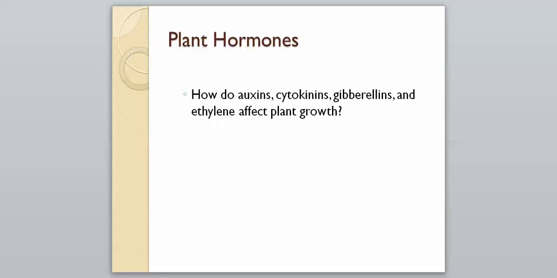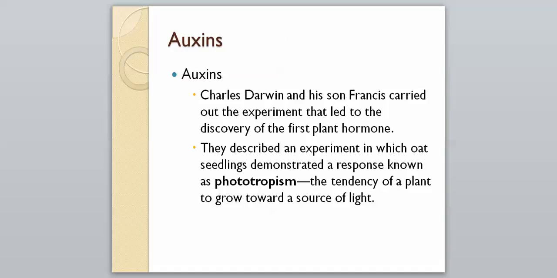Our first one that we're going to look at is auxins. How we discovered auxins was by a famous scientist, who you might not have known did work with plants. His name is Charles Darwin. Remember, he's the one who did all of our work about evolution, but he actually did some experiments about plants as well. Darwin and his son Francis carried out the experiment that led to the discovery of our first plant hormone. They described an experiment in which oat seedlings, which are just young oat plants, demonstrated a response known as phototropism, the tendency of a plant to grow toward a source of light.